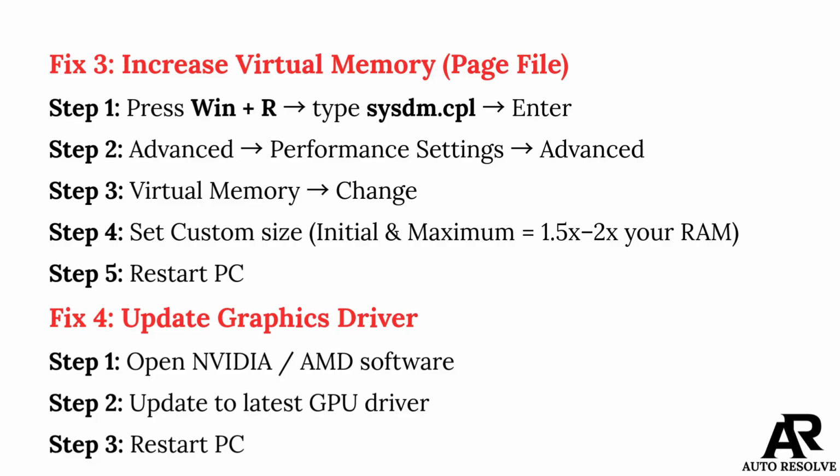Fix 3. Increase virtual memory, page file. Step 1. Press Win plus R, type sysdm.cpl, enter. Step 2. Advanced, Performance, Settings, Advanced. Step 3. Virtual memory, Change. Step 4. Set custom size. Initial and maximum equal to 1.5x to 2x your RAM. Step 5. Restart PC.